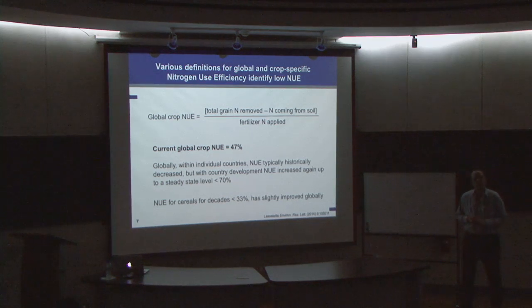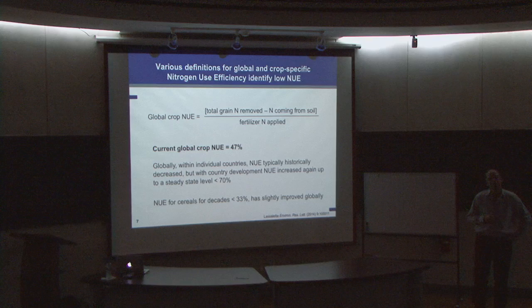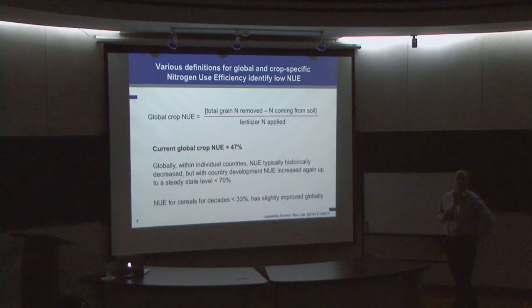And when we calculate it by this equation, the current global crop nitrogen use efficiency is still below 50%, but it is close to 50%. And compared to previous decades, it has quite improved. It's still that half of the nitrogen is not used. That's still not very efficient.